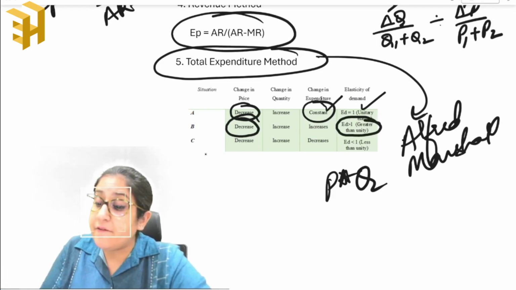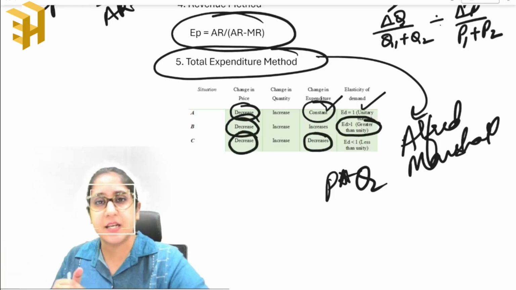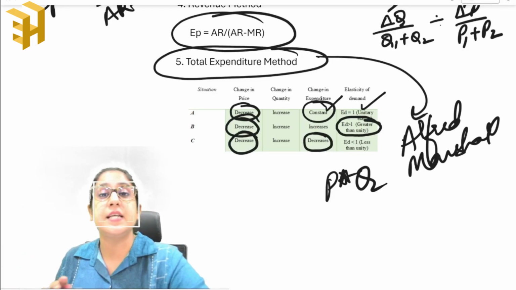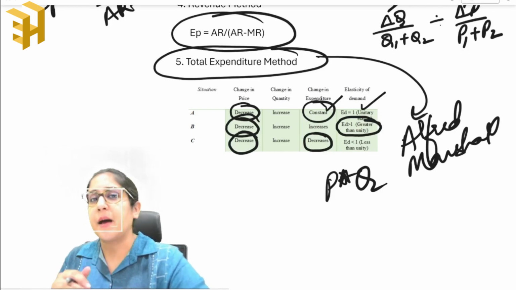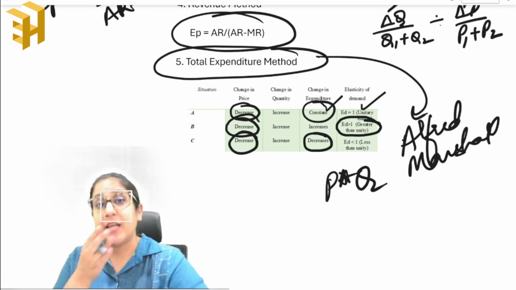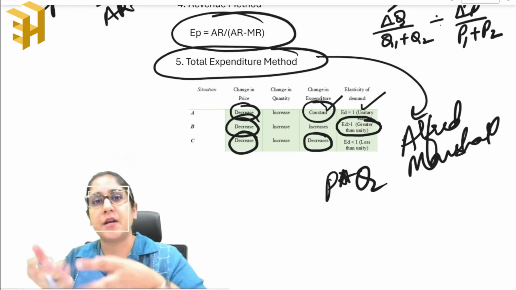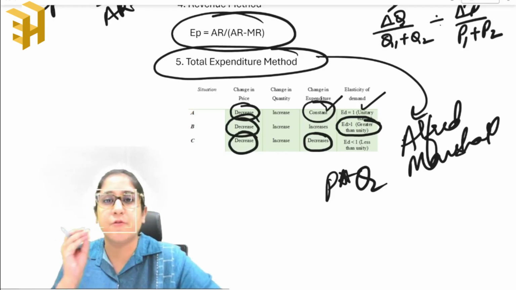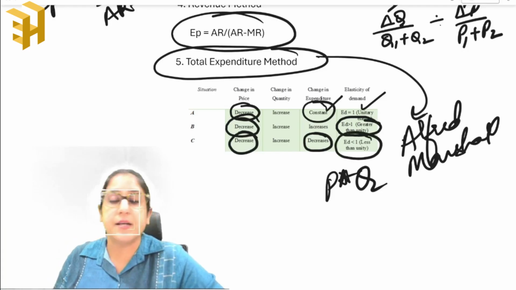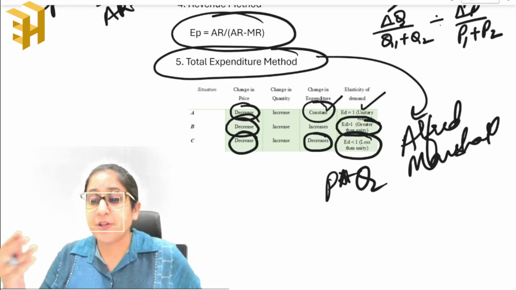And when your price changes, but expenditure also decreases, price is decreasing, expenditure is also decreasing, then this shows that price elasticity is less than 1. How? For example, take the case of medicines. If the price of any medicine falls, then the expenditure on that will also fall, because the consumer will demand the authentic prescription, like the kind of dosage that is prescribed by the doctor. And so the elasticity of demand in this case is less than 1. Okay, so these were the 5 methods.